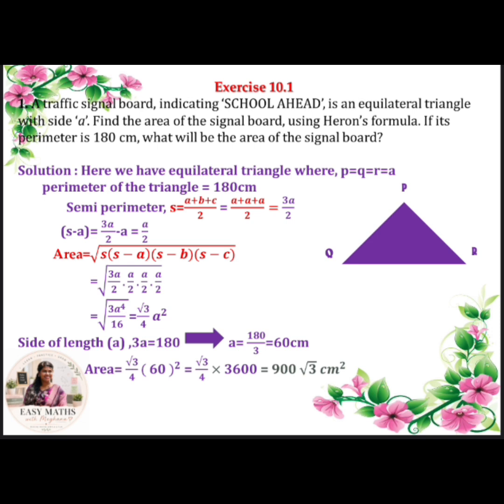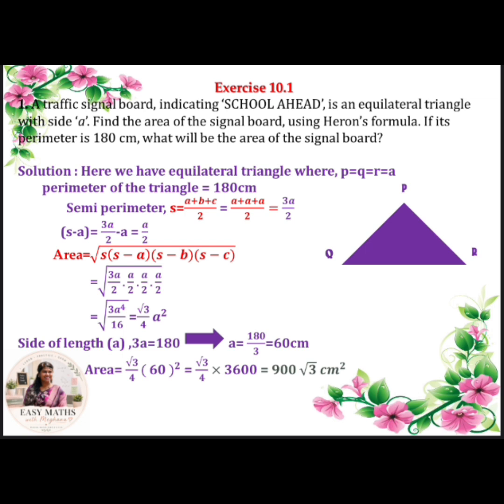To find the values of S minus A, S minus B and S minus C here, if you find the value of S minus A, it is enough, because we will get the same values of S minus B and S minus C since it is an equilateral triangle. Whatever the value of A you have, that is also the same for B and C. So I can write 3A by 2 minus A is equal to A by 2.